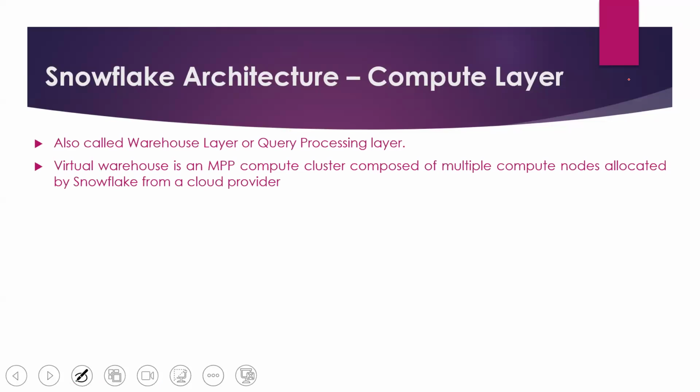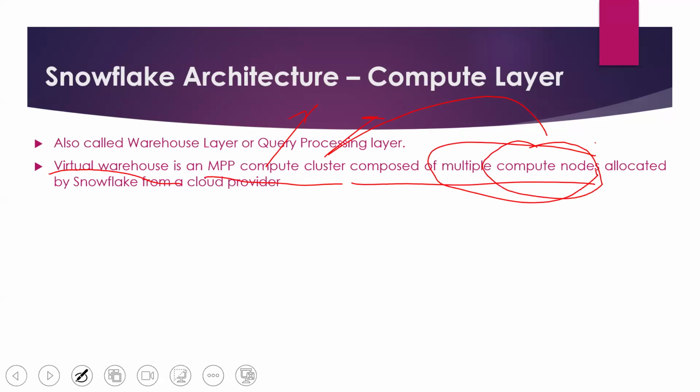A virtual warehouse is an MPP, massively parallel processing compute cluster composed of multiple compute nodes allocated by Snowflake from the cloud provider. What is a virtual warehouse? A warehouse is an MPP compute cluster. MPP is nothing but massively parallel processing. Compute is nothing but our CPU, which contains the CPU and RAM. Cluster is nothing but a group of nodes, composed of multiple compute nodes.